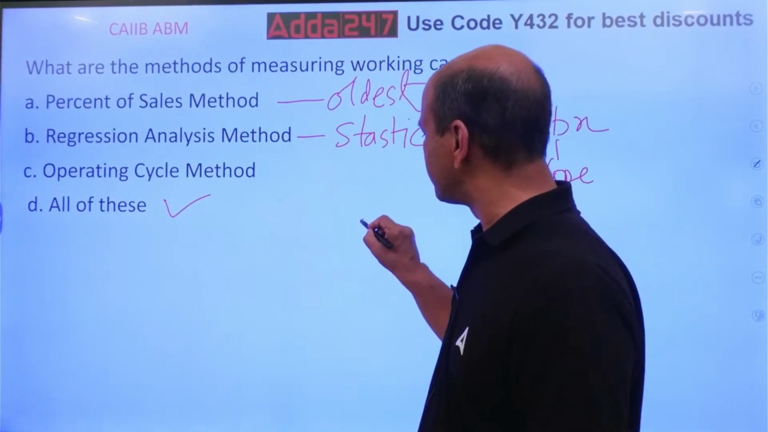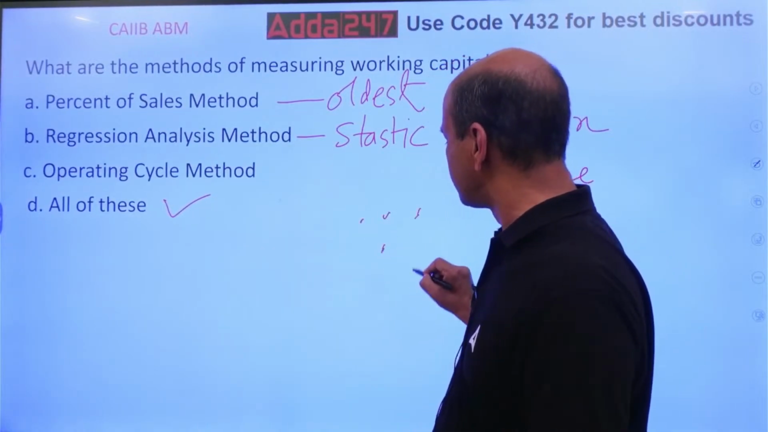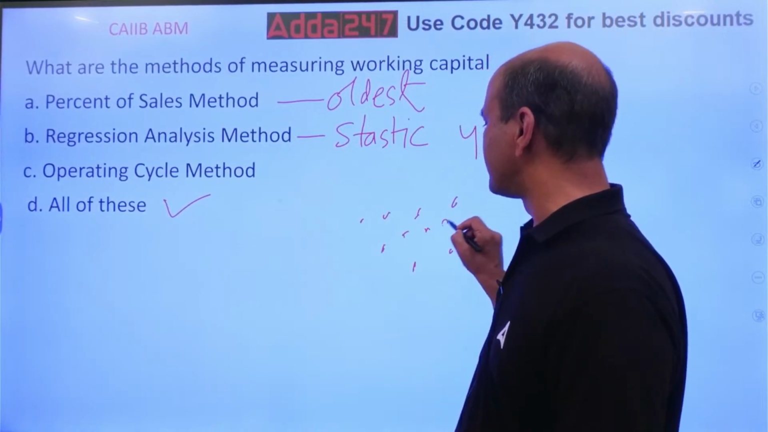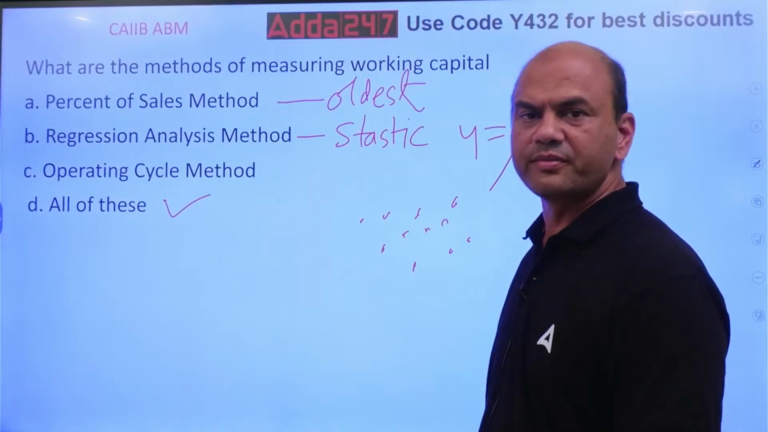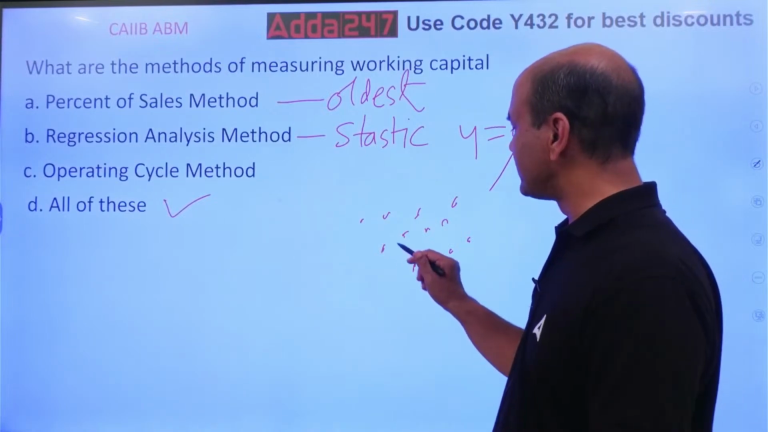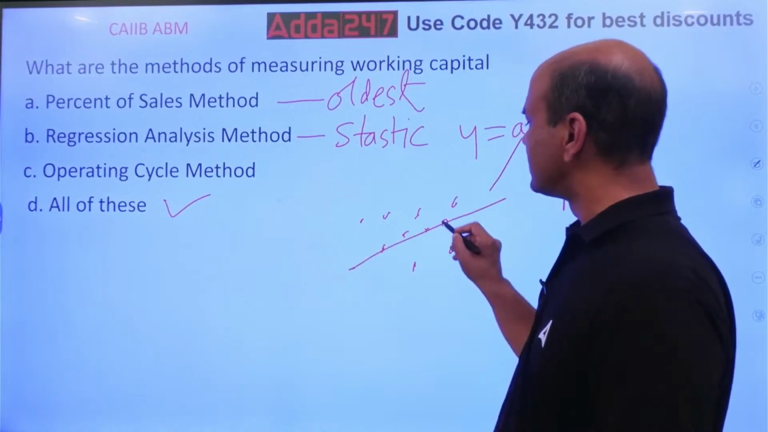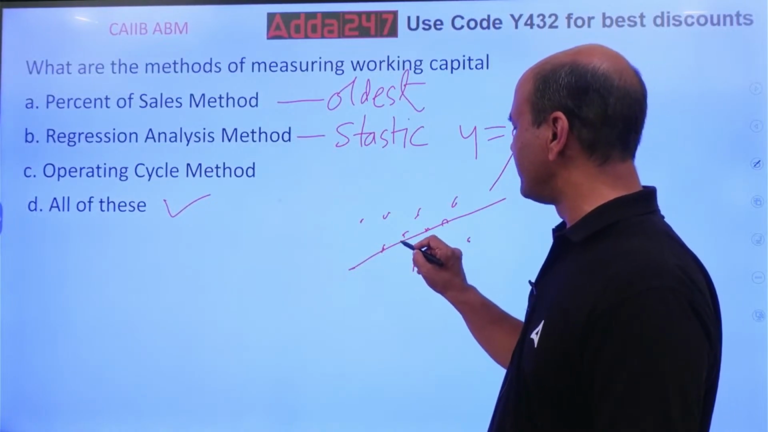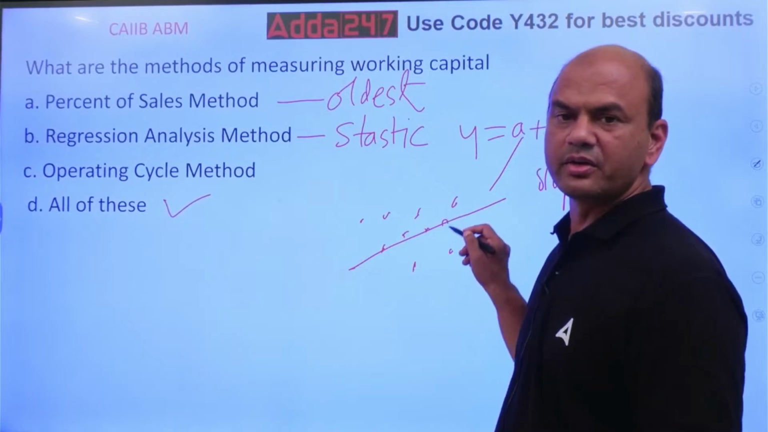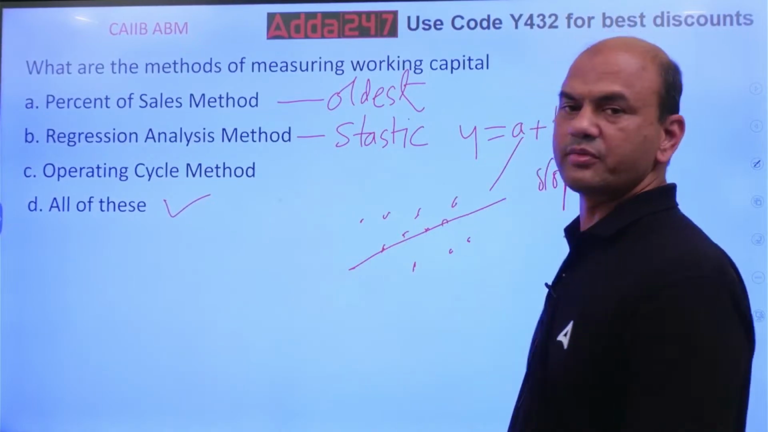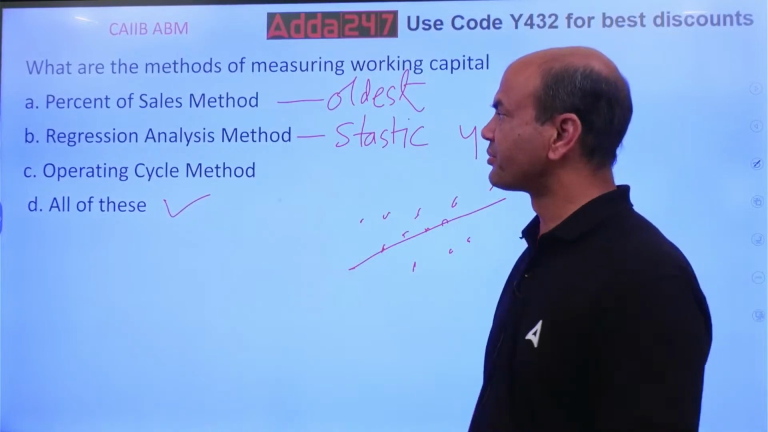Various points. Suppose these are my sales figures for various years. Then I'll try to plot a regression line which is in between all of these. So roughly it will be like this. So this is known as the regression line. Means from the center, all of them should be equidistant. This is the equation of y equals to A plus BX.